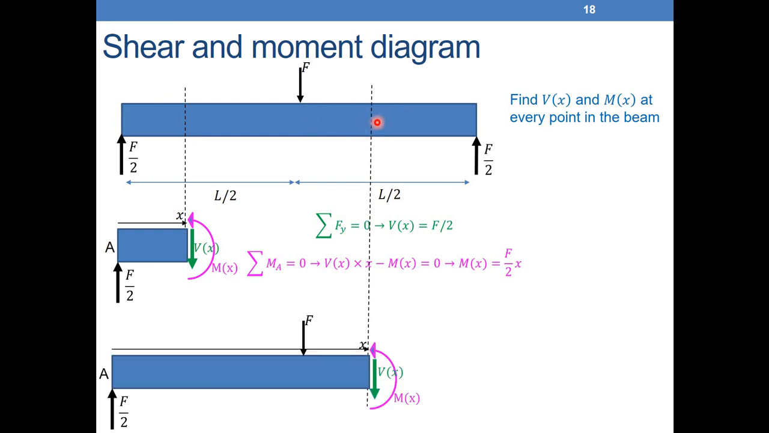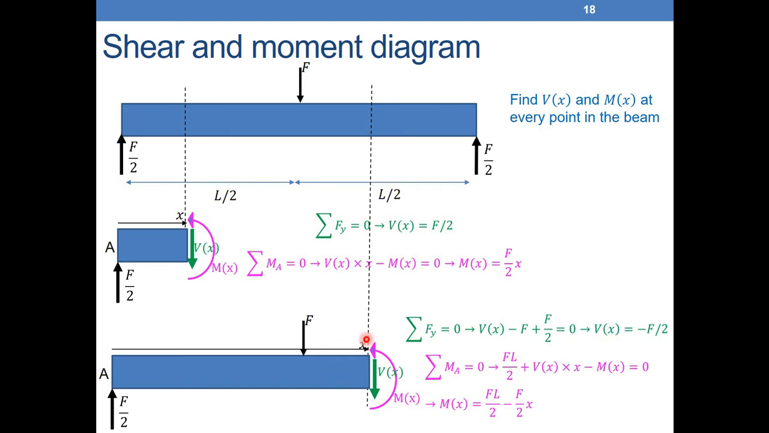Also the same concept here: I isolate the first portion. I can also isolate the right portion, but because we are following the same convention everywhere, let's always isolate the left part, take V going down and M counterclockwise. Also the distance x now will be from A to the point. If I do sum of forces equal to 0 here, I will have V of x that I'm trying to calculate minus F plus F over 2 equal to 0, which will give me V of x equal to minus F over 2.